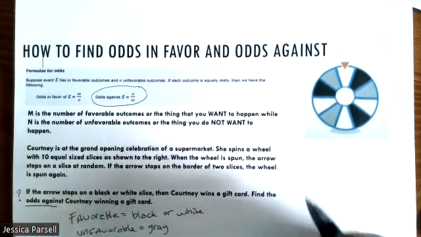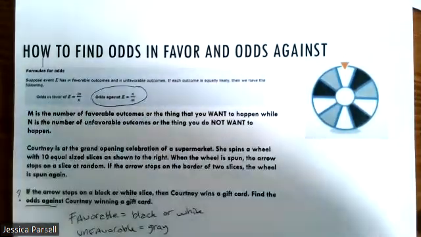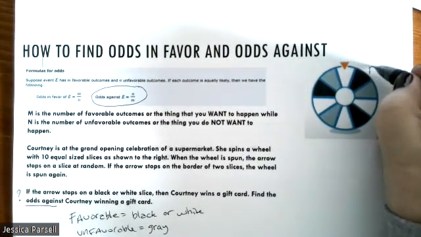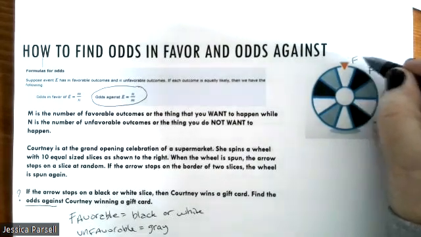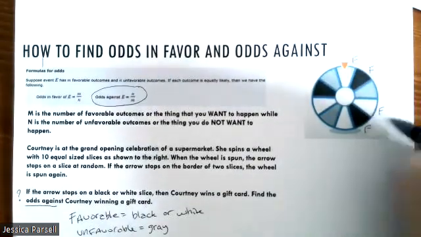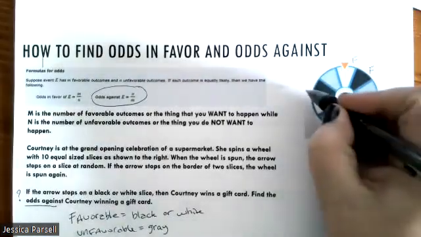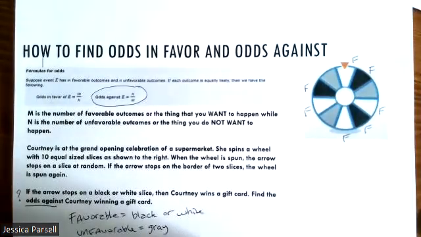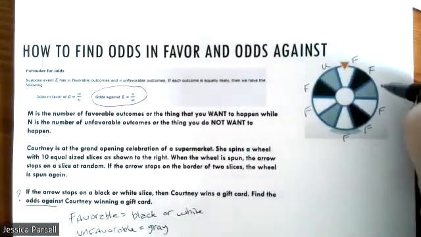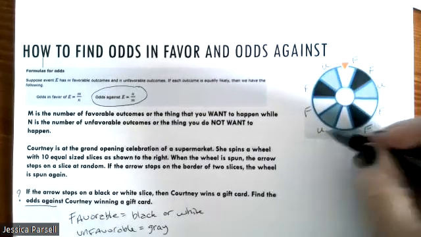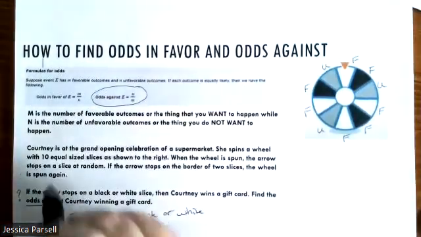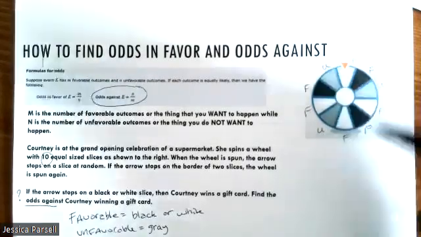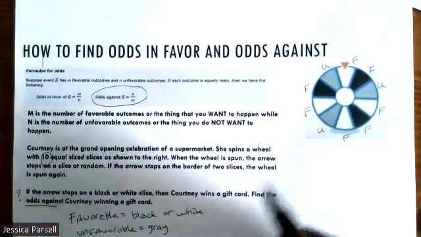Okay, so I'm going to mark this. So every time I see a black or a white, I'm going to call that F for favorable. And the unfavorable is the gray. So I'm going to mark those with U's. And we know we have a total of 10 slices. So I'm going to go 1, 2, 3, 4, 5, 6, 7, 8, 9, 10. Okay, let's do the odds against.